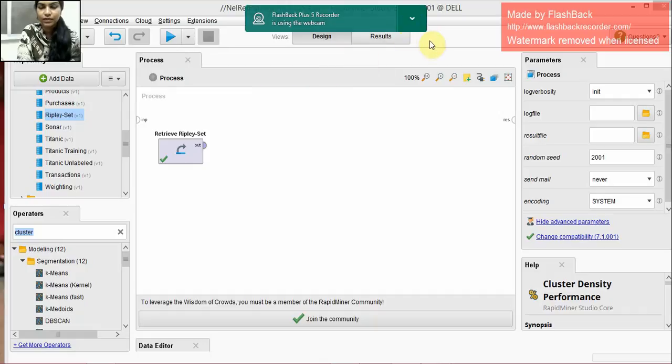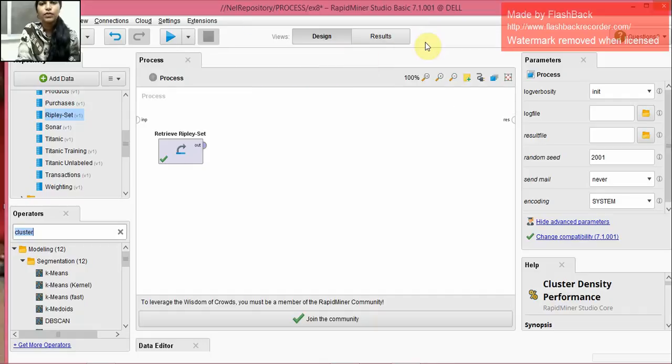Hello everyone, this is our ninth exercise. The aim of our exercise is to find the optimal number of clusters for k-means algorithm for the given dataset.